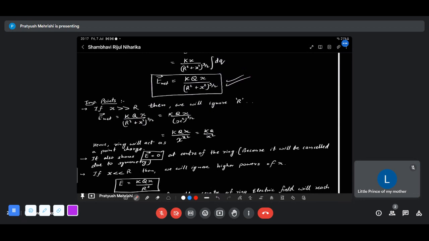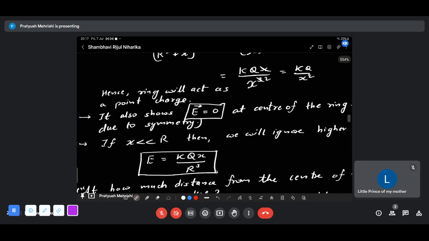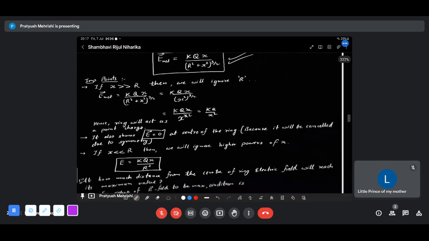Okay. So, what will be the answer if radius is very, very small compared to x? Then higher powers of x we will ignore, I mean x square we will ignore. So we will get kqx upon r cube. Got it now?